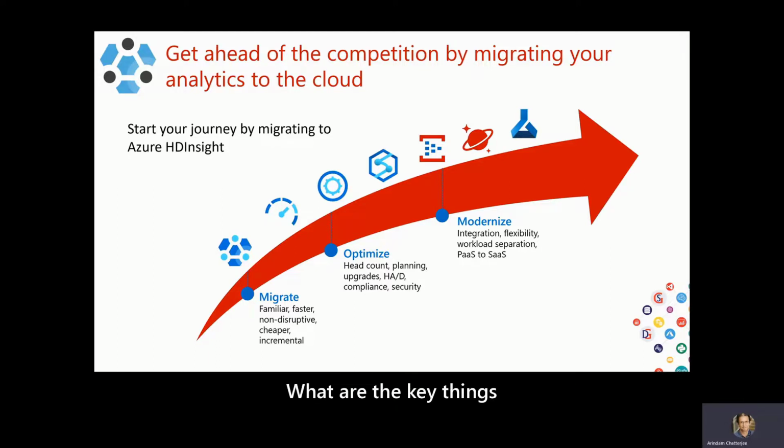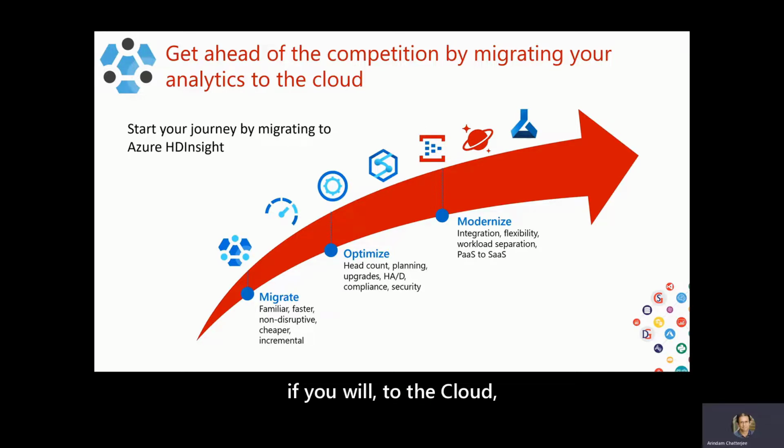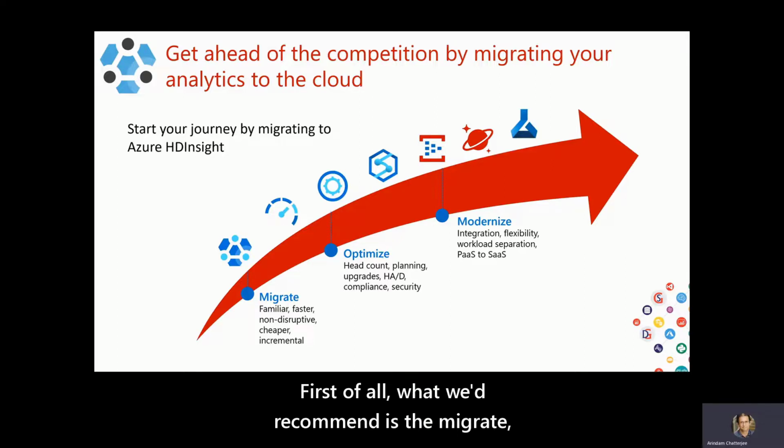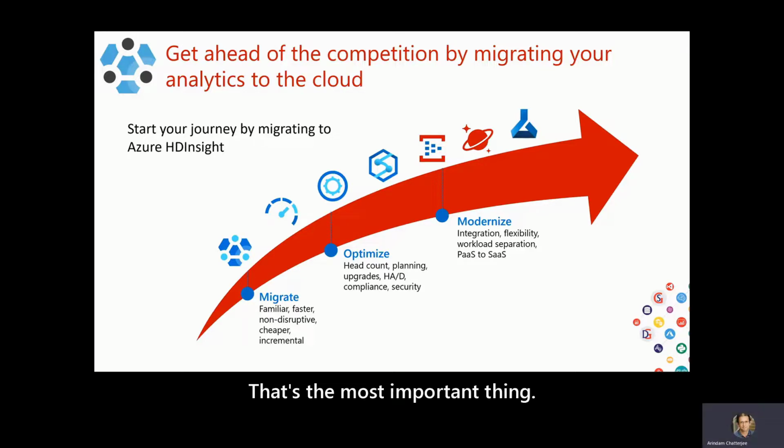So what are the key things that you should consider when you're planning migration of what is already a very critical part of your on-premise applications? When you're considering migrating your crown jewels, if you will, to the cloud, what are the things that you should keep in mind? So first of all, what we recommend is the migrate, optimize, modernize pattern. So what is that? First off, let's get your applications to the cloud. That's the most important thing.